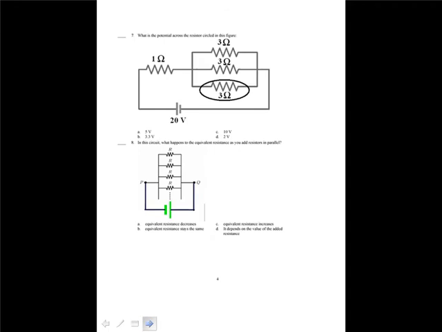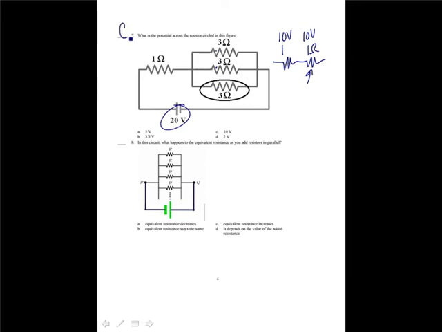What is the potential across the resistor circled in this figure? Alright, well this is the same as we had before, so you recall these simplify to 2 1 ohm resistors. That means that since they have the same resistance, they split the voltage equally. So you get 10 volts and 10 volts. Add those up gives you 20 volts. So this 1 ohm resistor has 10 volts of potential. And so these 3, since they're all in parallel, also have 10 volts. So the answer here is C.